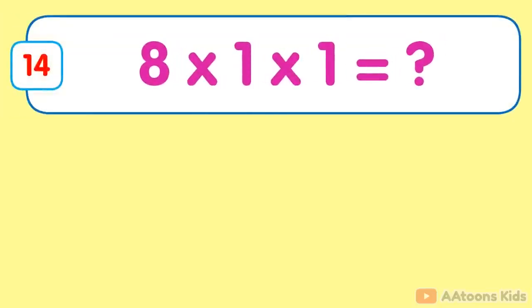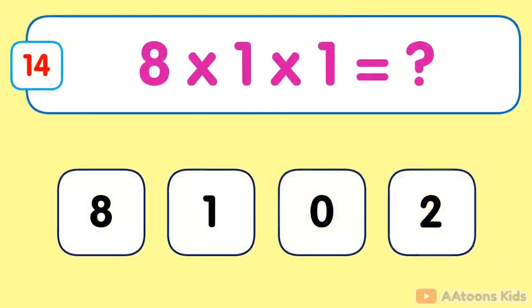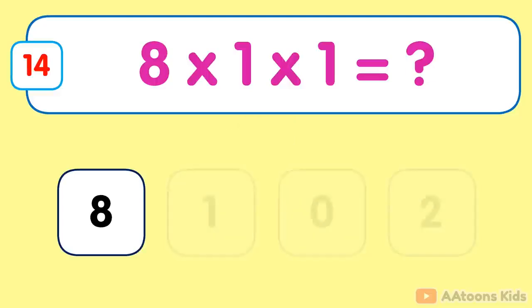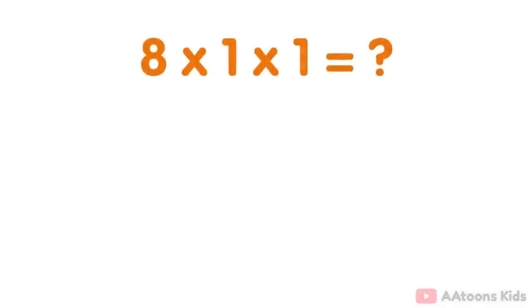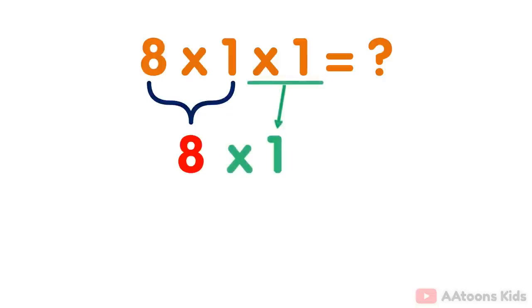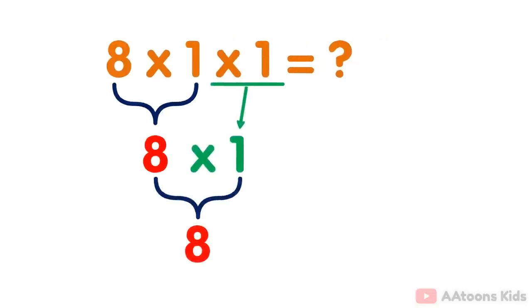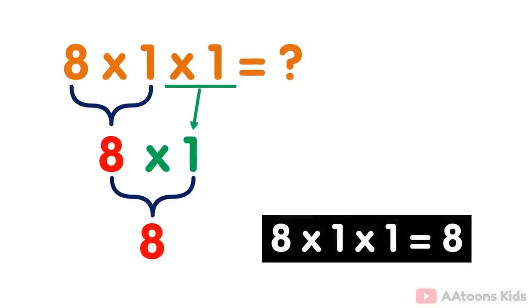8 multiplied by 1 multiplied by 1. 8. Simply multiply the numbers 8 and 1, which equals 8. Then you multiply the result 8 by 1. You will get 8. Therefore, the answer to 8 multiplied by 1 multiplied by 1 is 8.